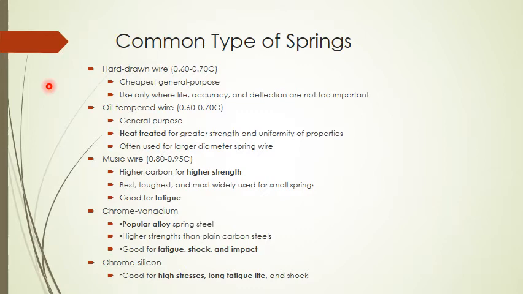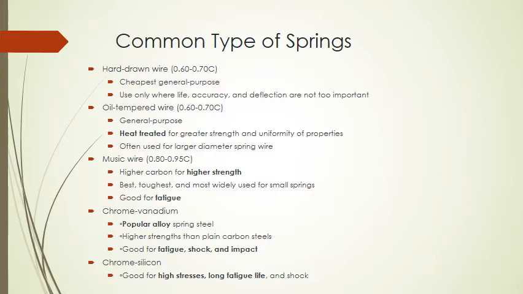Second type is oil tempered. Oil tempered is a somewhat better spring than hard drawn wires. This spring is made from ordinary wire of mild steel, or some high carbon steel, but as you have seen, it has a carbon content of 0.6 to 0.7. The main thing in this type of material is that it should be heat treated, that is, oil tempered.